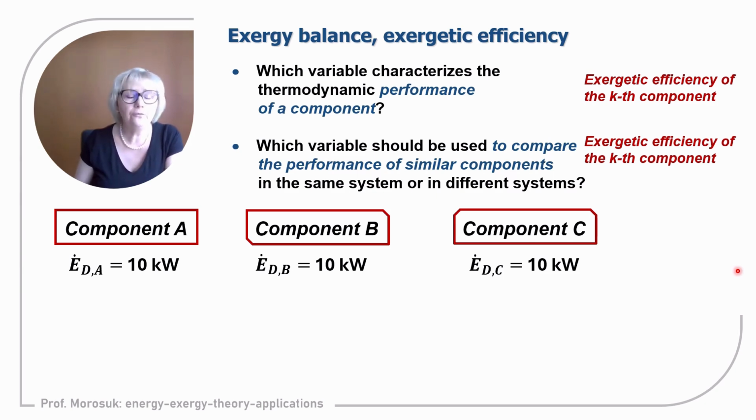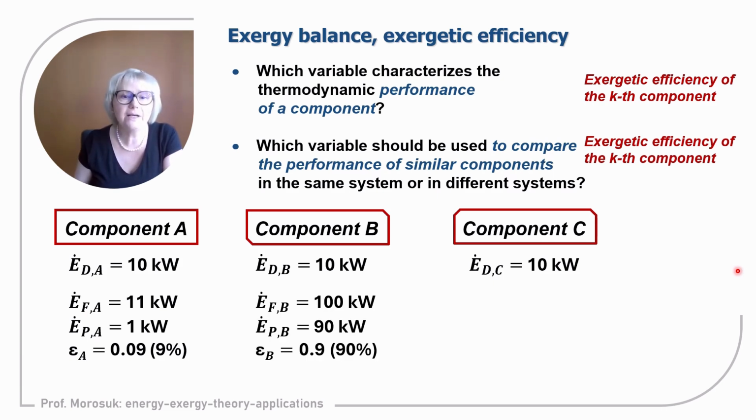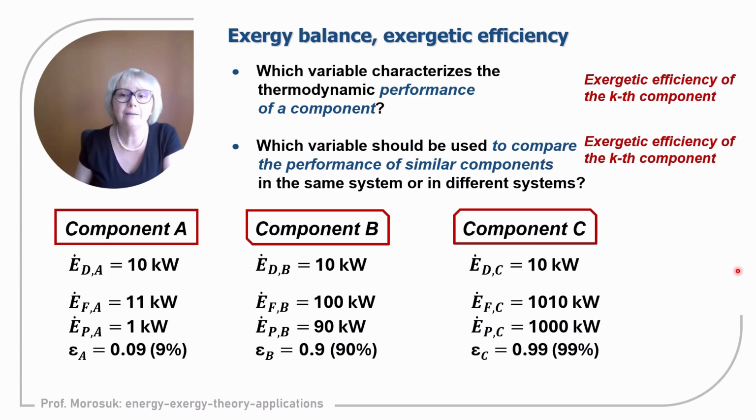I repeat that the value of exergy destruction we can also calculate using the principle of entropy generation, and we will obtain the same information. So now exergetic analysis in terms of exergy of fuel and exergy of product. We calculated that for component A, exergy of fuel is 11 kilowatts, exergy of product 1 kilowatt, therefore the exergetic efficiency of component A is 9%. For component B, we have different values for exergy of fuel and exergy of product that end with an exergetic efficiency of 90%. And for component C, the exergetic efficiency will be 99%.